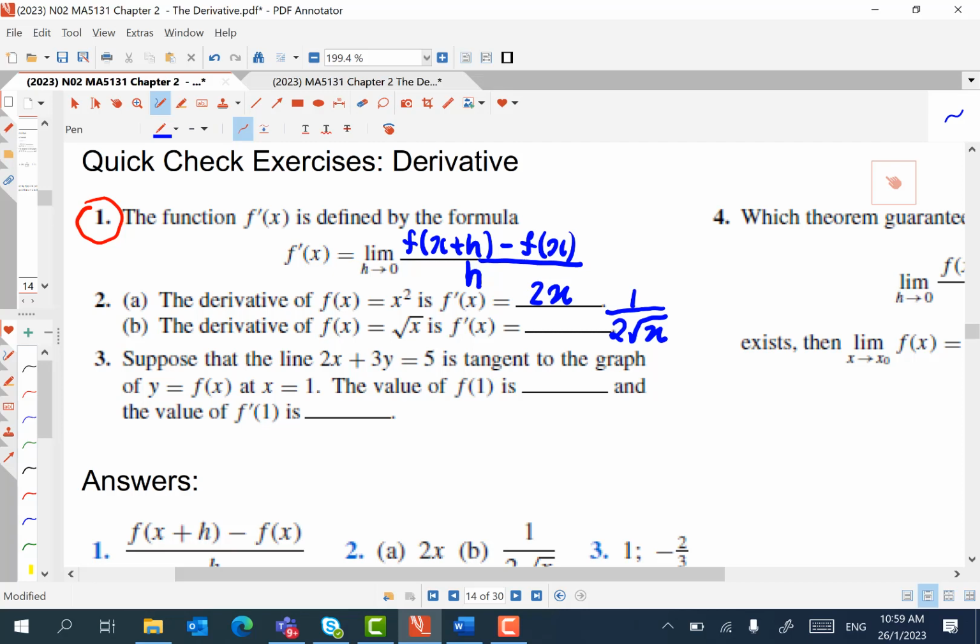Number 3. If this is a tangent line to the graph, the value of f(1) will be. Anyone wants to tell me the value of f(1)? Okay, Wen Kai, what do you think is number 3, f(1)? Do you say 1? Right. And the gradient? It's not 2, no? Minus 2, that's right.